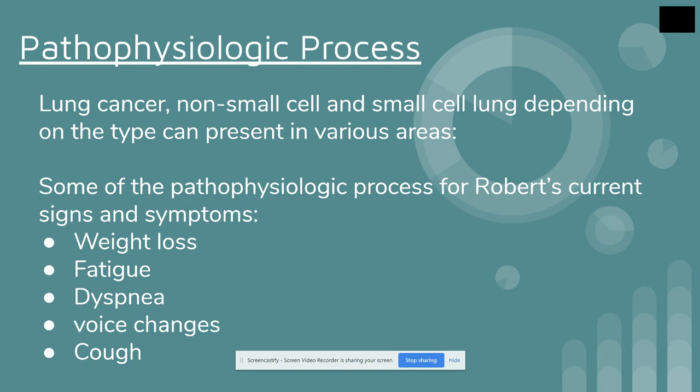The dyspnea and cough: when there's some kind of invasion into the alveoli, that can interfere with the oxygenation exchange. As for the cough, cancer can be irritating to the lungs and to the bronchi, stimulating the nerve and the need to cough. So you have that constant, nonproductive cough.